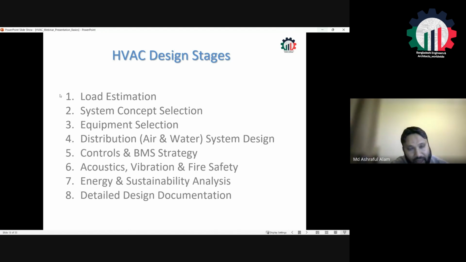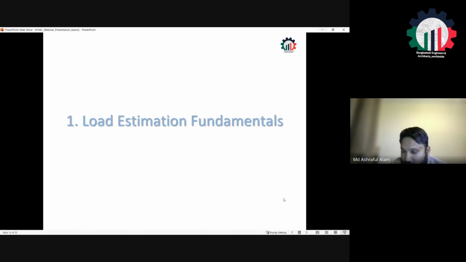So if we try to find out the major few things for design, I would say the first 4 points. And all these points cannot be covered in this session. So I will try to slightly go through the load estimation, actually how we do that. This is also a very basic thing I will be pointing out here, so it will be, I believe, understandable to all of us, irrespective of which discipline. So, the load estimation fundamentals.